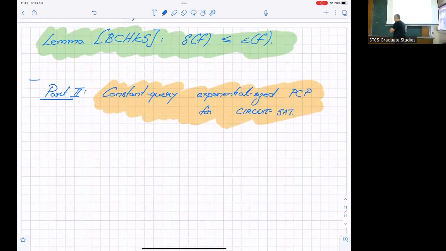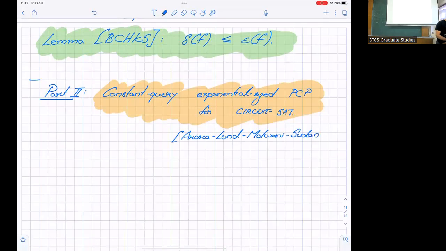By the way, this construction is an essential ingredient in the original proof of the PCP theorem. This construction is actually one of the chief contributions of the final PCP papers. It's a paper due to Arora, Lund, Motwani, Sudan, and Szegedy. So they use the low degree test to actually construct this.